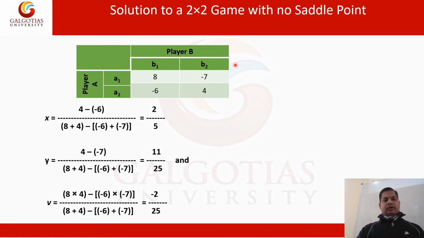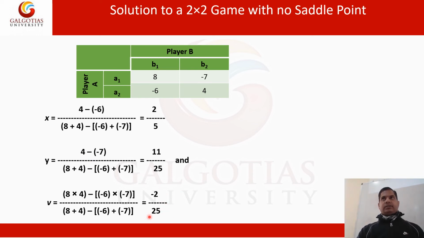So if this is a question, where A11 is 8, A12 is minus 7, A21 is minus 6 and A22 is 4, we have to find the probability x as (4 minus (minus 6)) divided by (8 plus 4 minus (minus 6) plus (minus 7)). That comes out to be 2 by 5. So 1 minus x, the probability for A2, is 3 by 5. Similarly, y comes out to be 11 by 25, and the probability for B2, that is 1 minus y, comes out to be 14 by 25, and the value of the game comes out to be minus 2.25.